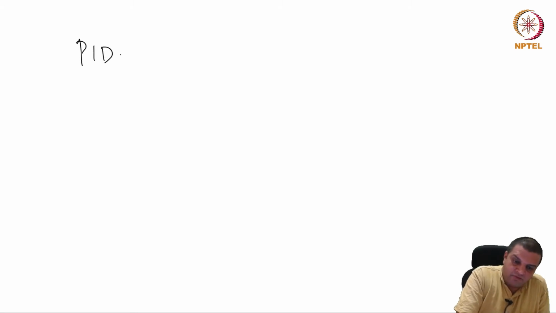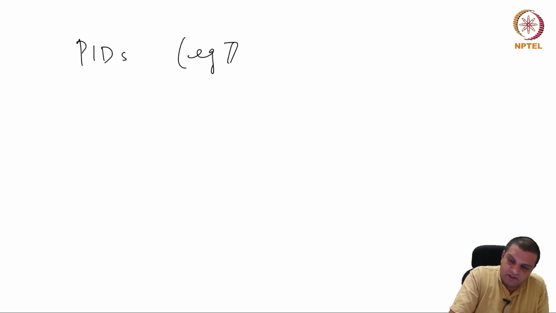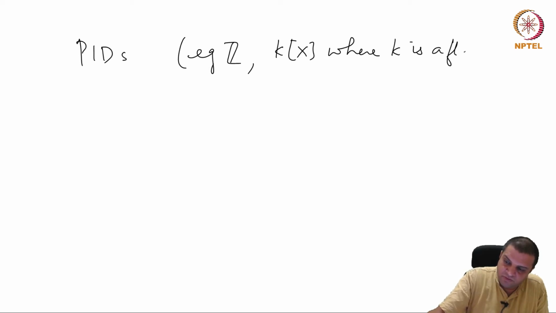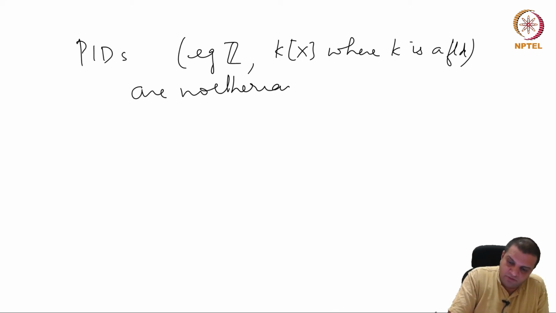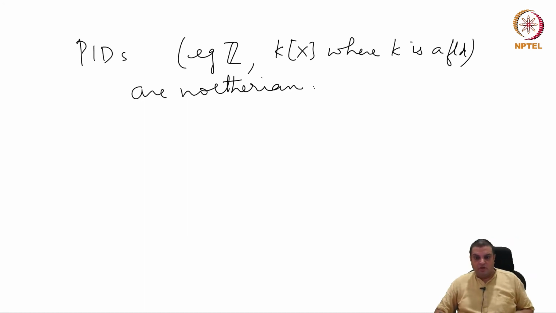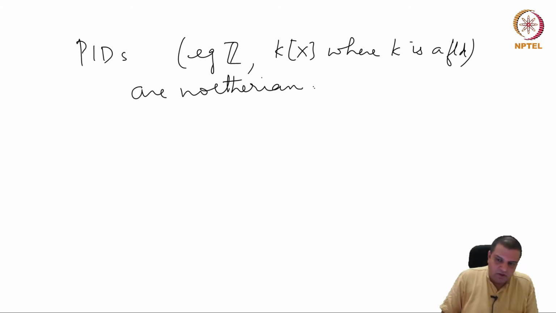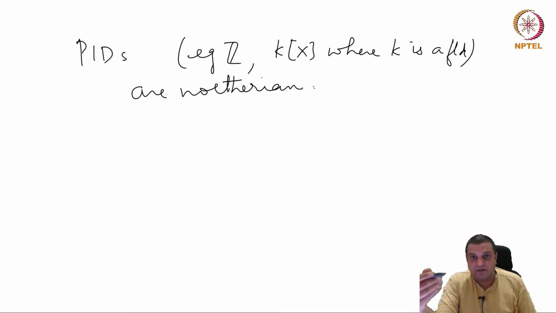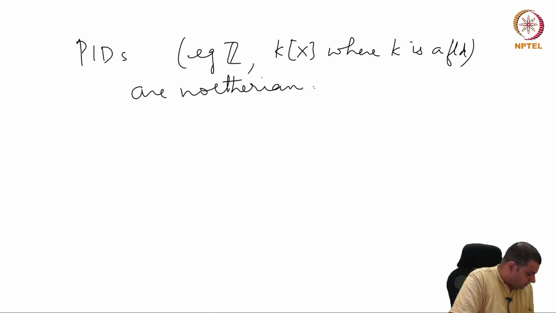PIDs, so for example, integers, or k adjoin one single variable where k is a field, are Noetherian. That is, every ideal is principal, so it is finitely generated. Sorry, when you say finitely generated, it means that it has a finite generating set. We already saw the notion of a generating set, and now we are saying that an ideal has a generating set which is a finite set. So this is also something we have seen.